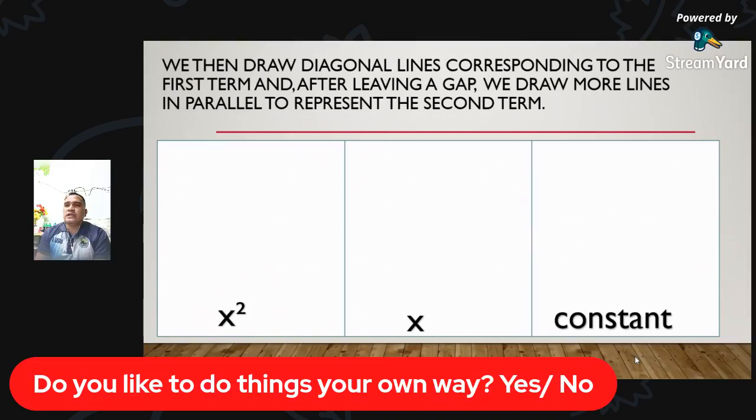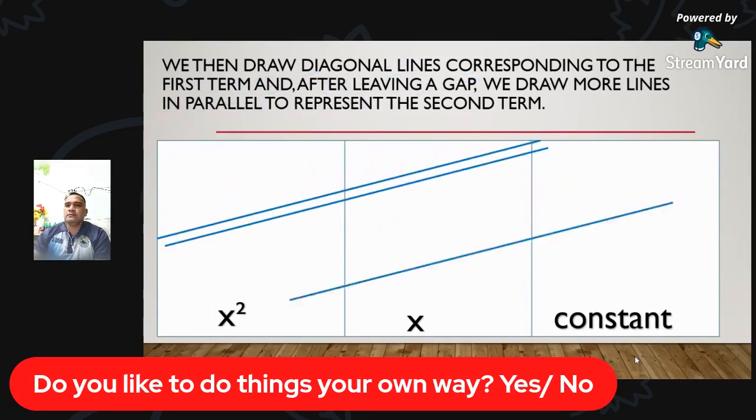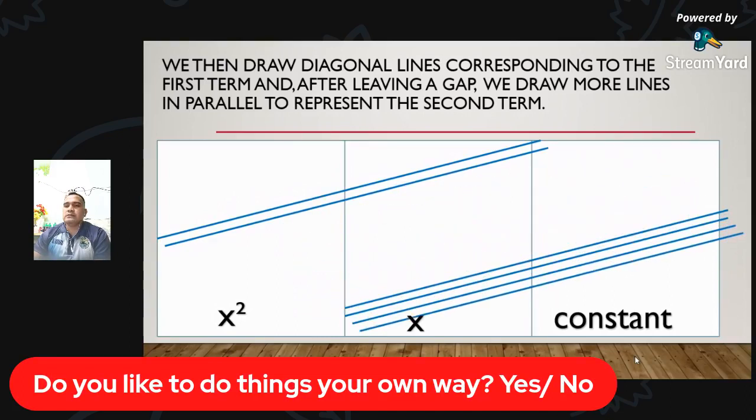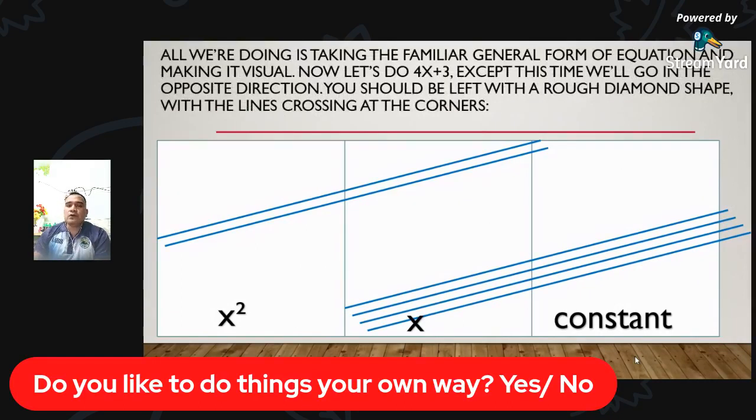So we then draw diagonal lines corresponding to the first term. After leaving a gap, we draw more lines in parallel to represent the second term. So let's try to do this one. We have 2x and then plus 4. We have 2x plus 4. All we're doing is taking the familiar general form of equation and making it visual.